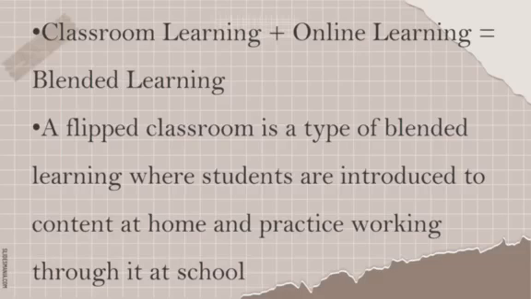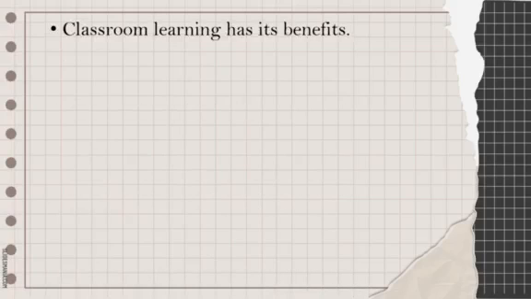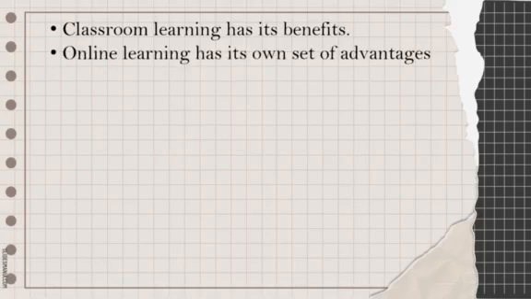Classroom learning has its benefits. You can ask the teacher questions directly and get immediate feedback. You're also more likely to stay on track with the lesson since you're in a structured environment. Online learning has its own set of advantages. You can learn at your own pace and go back over materials as many times as you need. You also have more flexibility when it comes to where and when you learn.